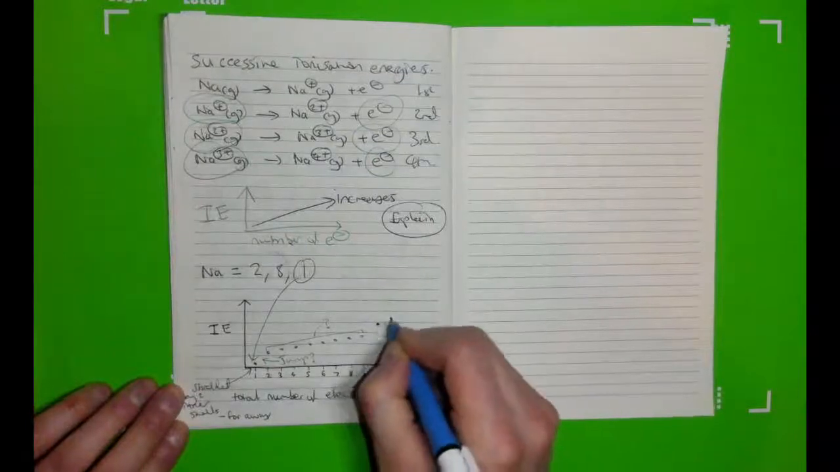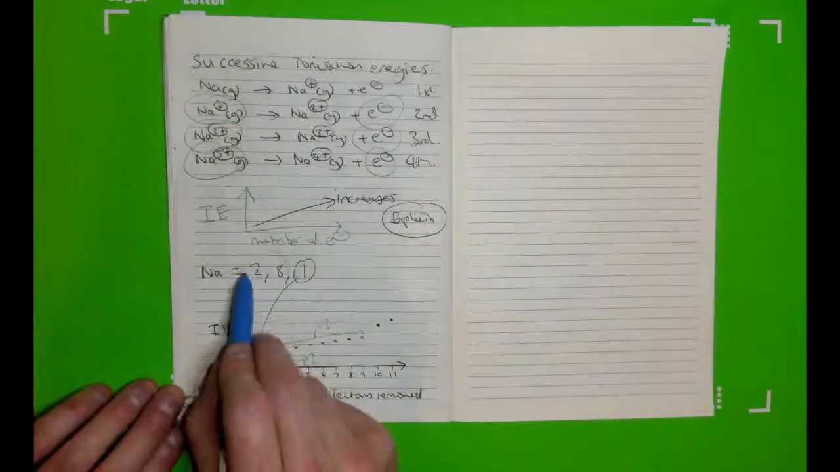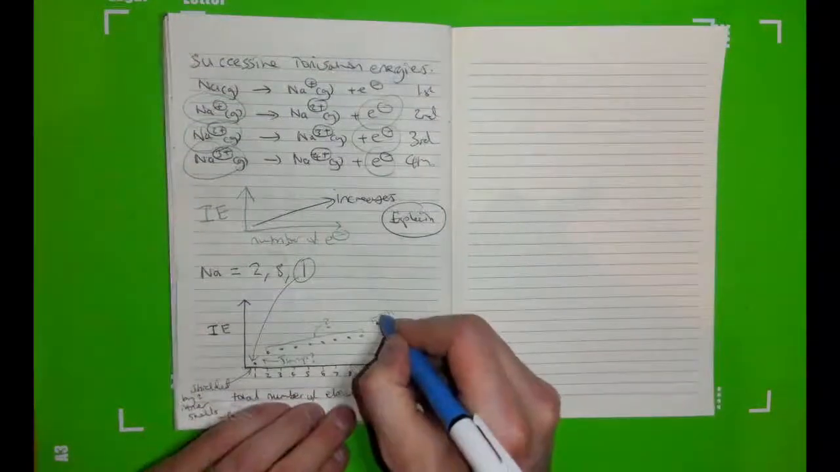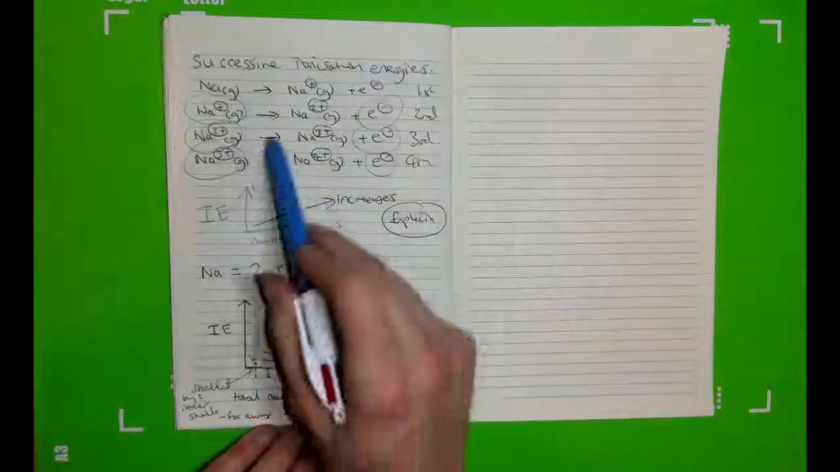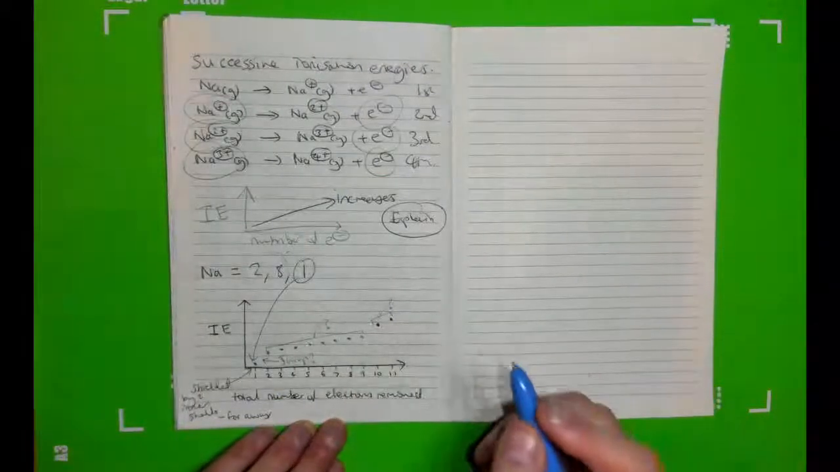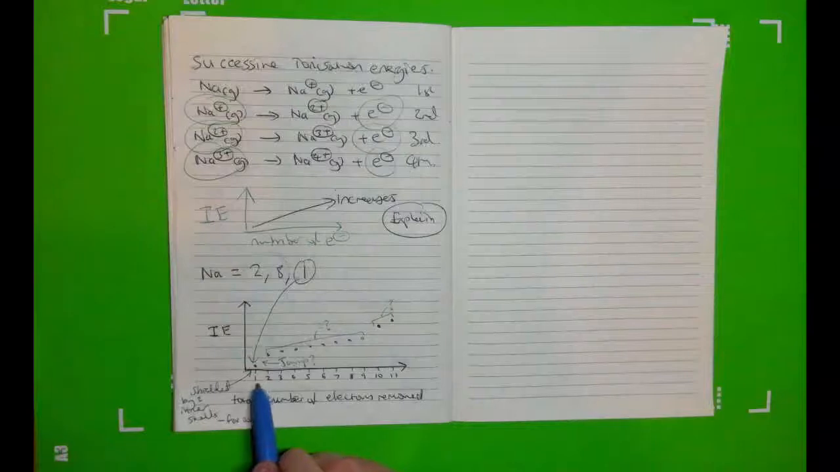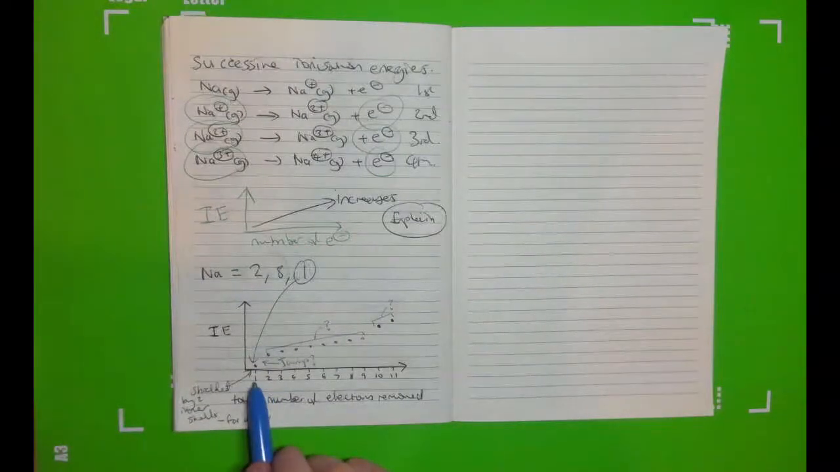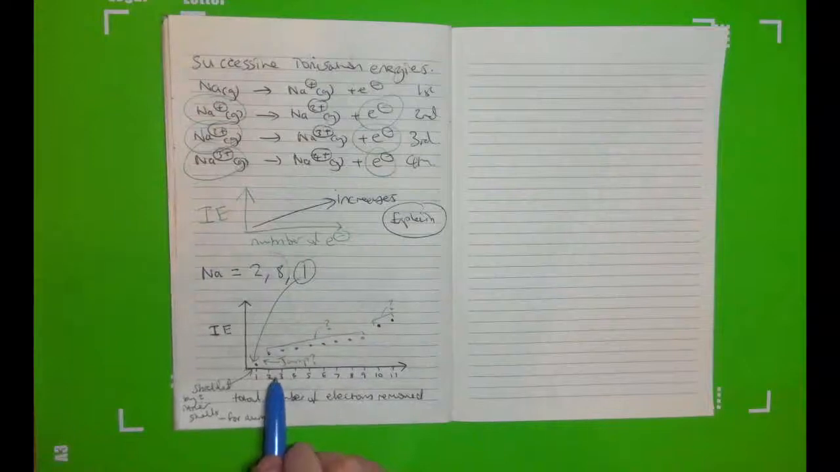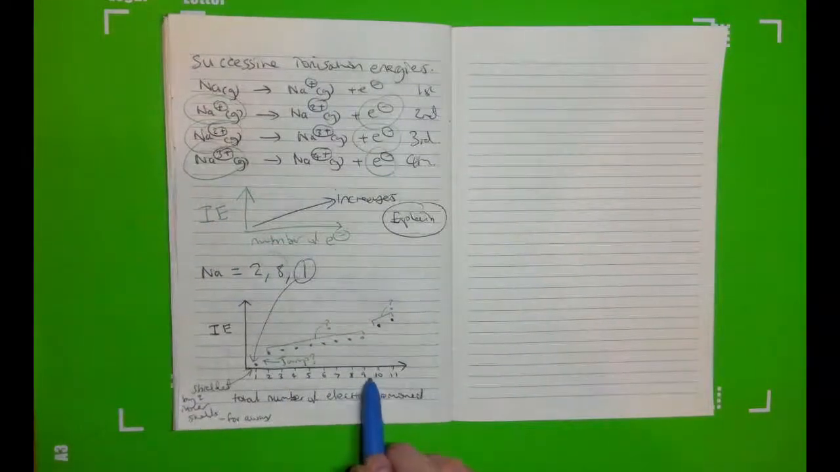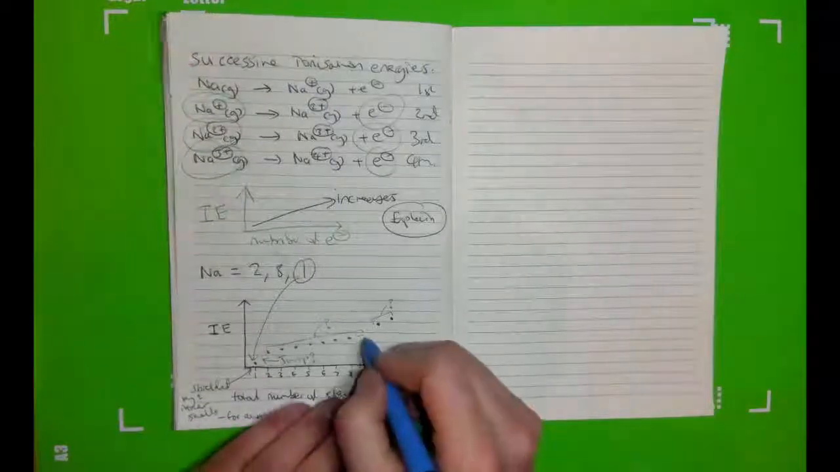Not going to be a massive jump because we're still in the same shell here, but there is still the general trend here where we're increasing the positive charge of the ion. So we'll have a jump between group 1 and 2, between electron 1 and 2, and a jump between electron 9 and 10 as well. So there's a jump there as well.